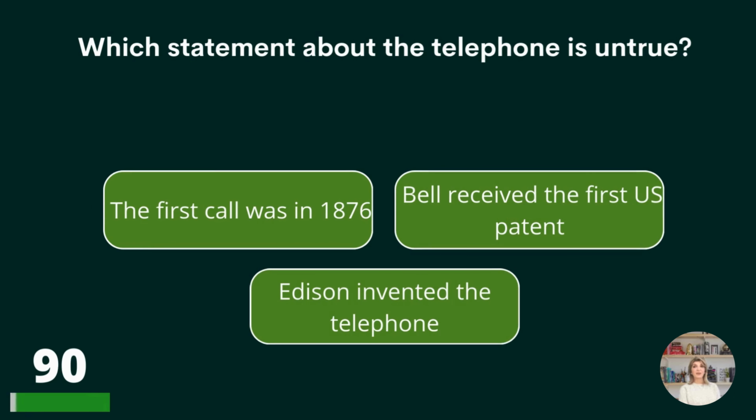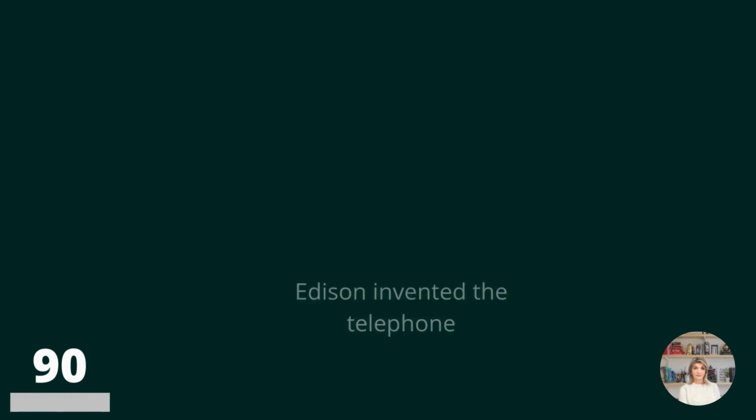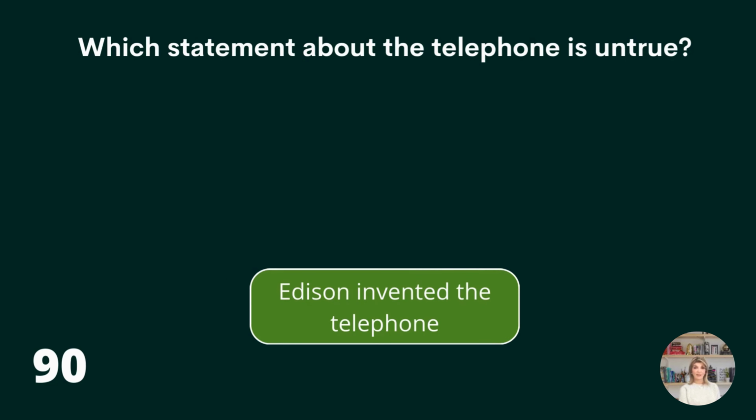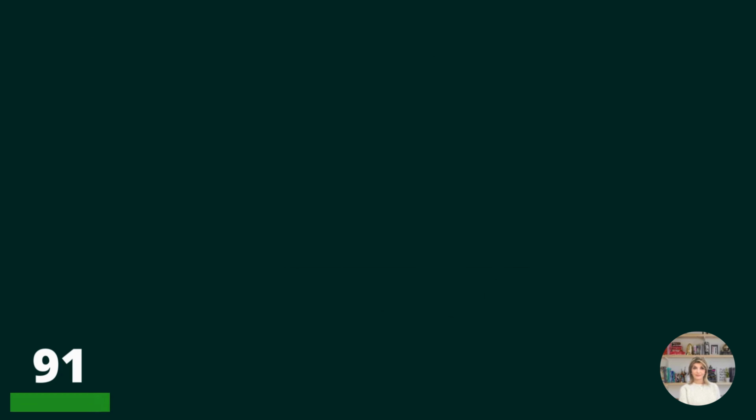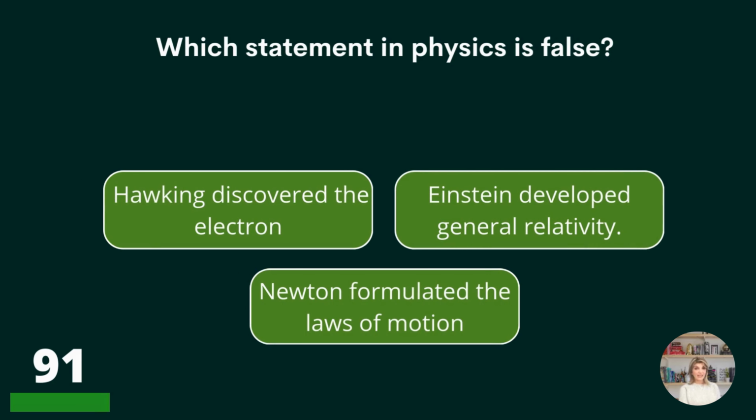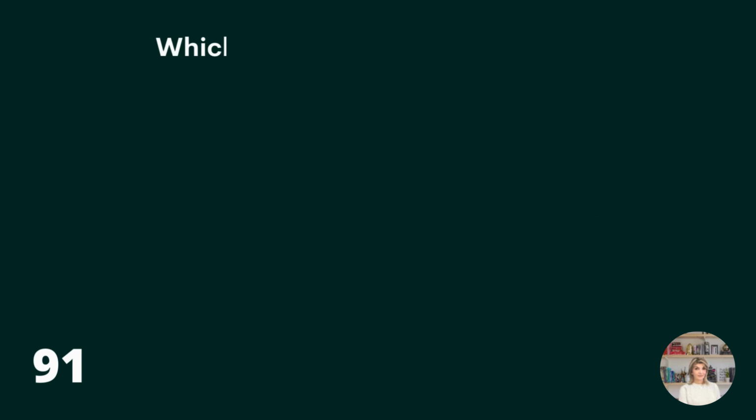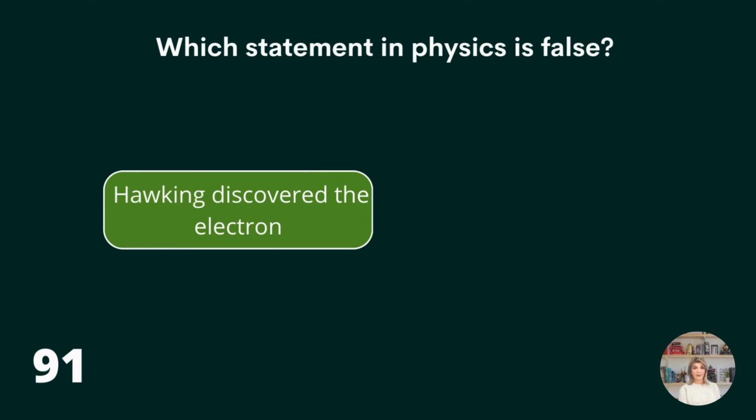Which statement about the telephone is untrue? The first call was in 1876, Bell received the first U.S. patent, or Edison invented the telephone. Edison invented the telephone. Which statement in physics is false? Hawking discovered the electron, Einstein developed general relativity, or Newton formulated the laws of motion? Hawking discovered the electron.